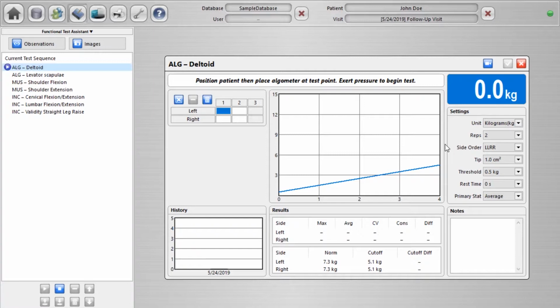So algometry testing is essentially taking an instrument that measures force and applying a uniform increase in pressure or in force over that surface area on a particular portion of the body, a particular trigger point or a particular area of the body. So in this case, we've got a deltoid, or mid-deltoid point, and I'd like to take a look at the video that demonstrates how this test is performed. So up in the top right-hand corner, we have an icon that looks like a video camera. We're going to go ahead and take a look at that.